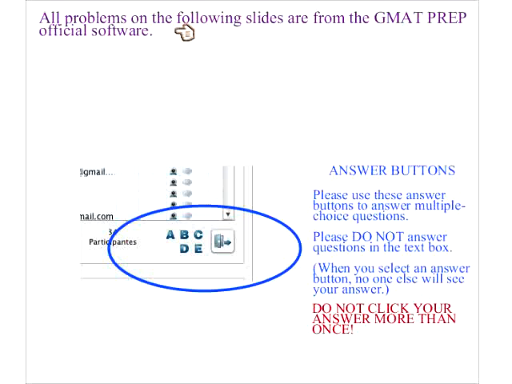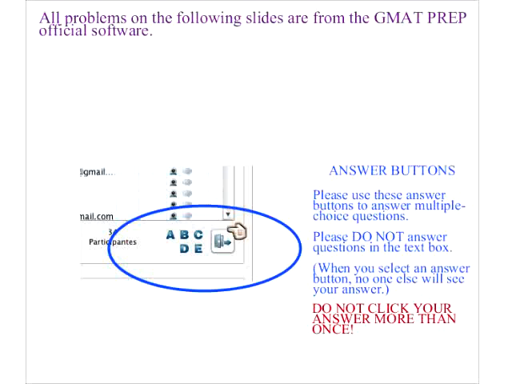Although from what we understand, most of the problems in those two versions of the software are actually the same. So the problems we're going to see in today's session are from GMAT Prep, because we want to make sure we're using problems that are official, is basically the deal.